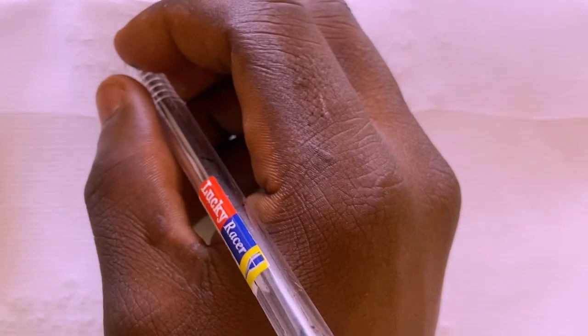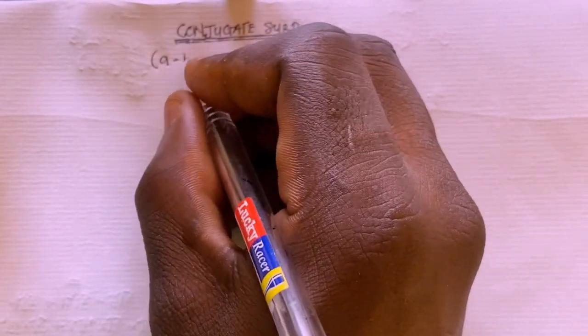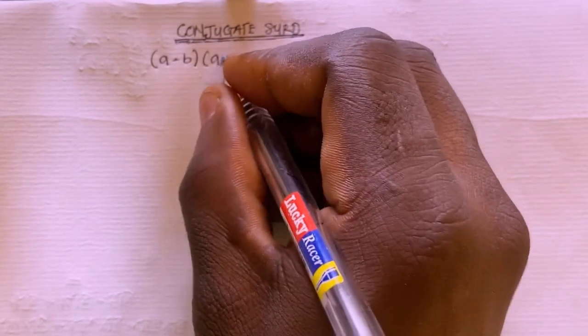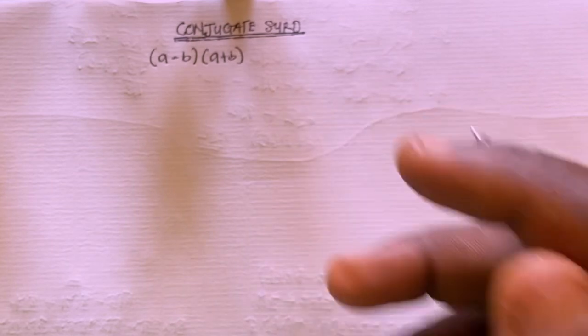Friends, in this video, we're talking about conjugate surds. Now, suppose you are given an algebraic expression, let's say a minus b, multiplied by a plus b. Let's say you are asked to multiply these two values together. If you multiply these two values together, what are you going to have?